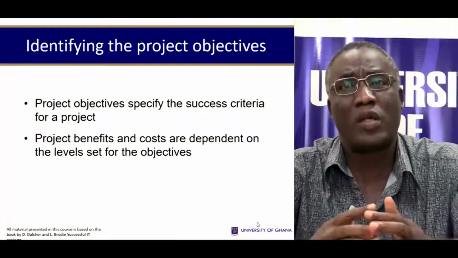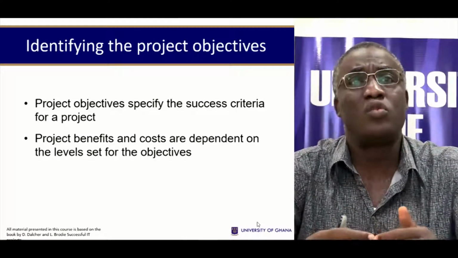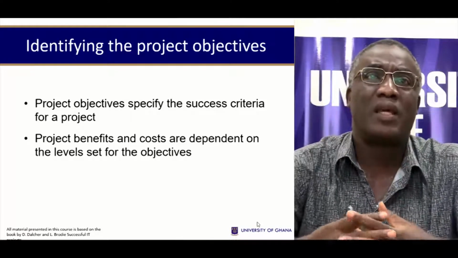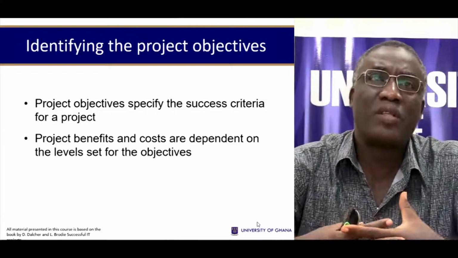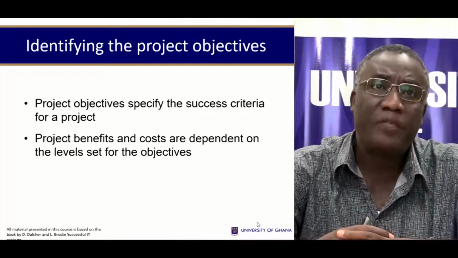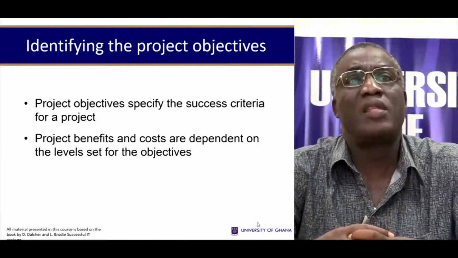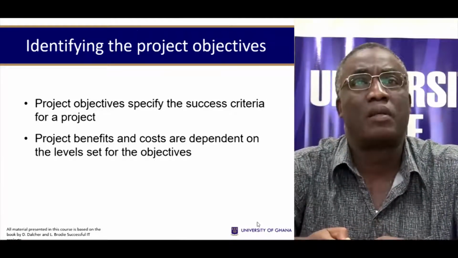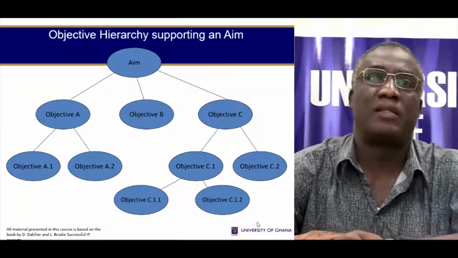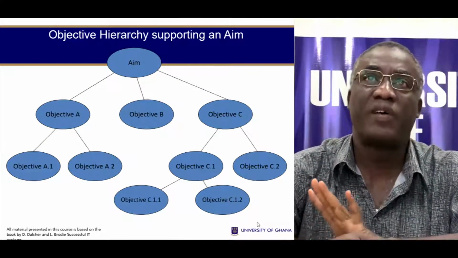That specifies what you are trying to achieve. The objectives, on the other hand, are the things you need to do in order to achieve that aim. So they are the criteria for measuring the success of your project. The benefits you obtain from a project and the costs are dependent on the levels set for the objectives. So this diagram should help explain this much clearer. We call this the objective hierarchy.